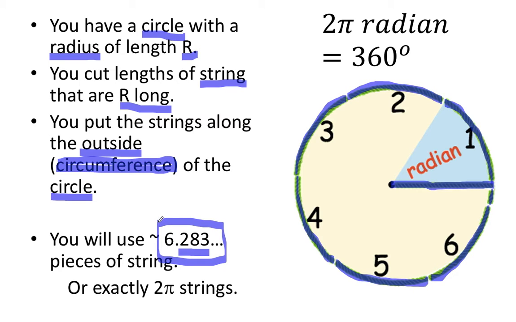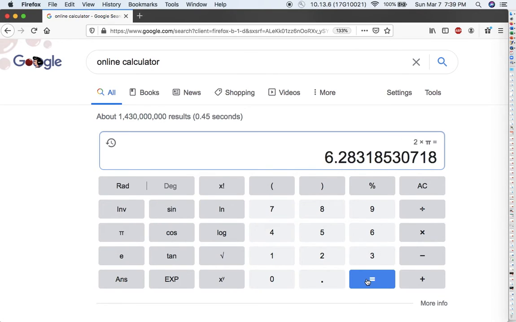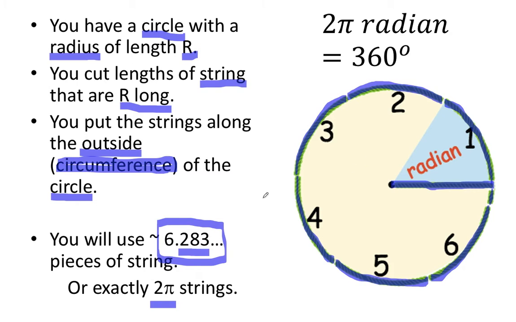If I was going to do this exactly, I would notice that it exactly took 2 times pi number of strings. If I went to a calculator, 2 times pi is 6.283, etc. And that's exactly how many strings it takes to go all the way around. So this is why they defined radians as 2 pi is one full circle, or 2 pi is 360 degrees.